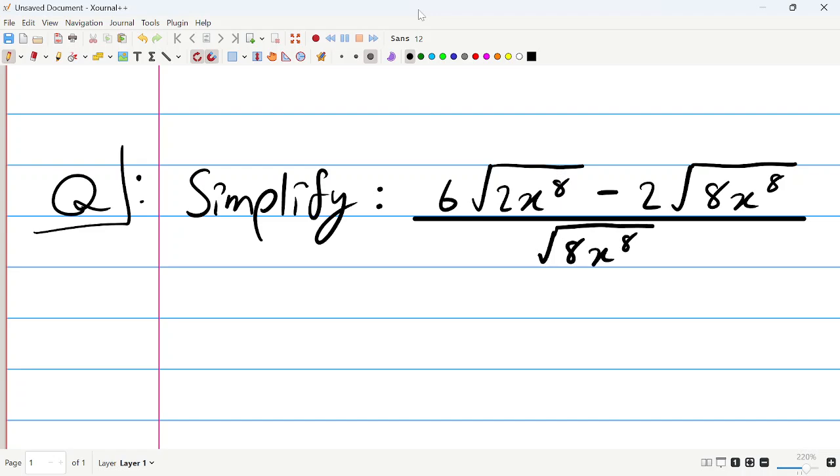Okay, now this is the first time I'm going to do something like this, but from the knowledge that you have right now, from everything that we've done in the previous videos and this video, I want you to attempt this question. 6 multiplied by the square root of 2x to the power of 8, minus 2 multiplied by the square root of 8x to the power of 8, all over the square root of 8x to the power of 8. I want you to try this on your own and then see where you get with this.